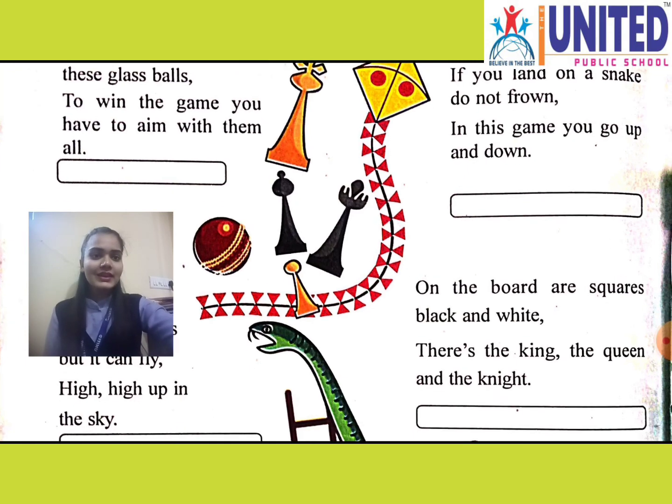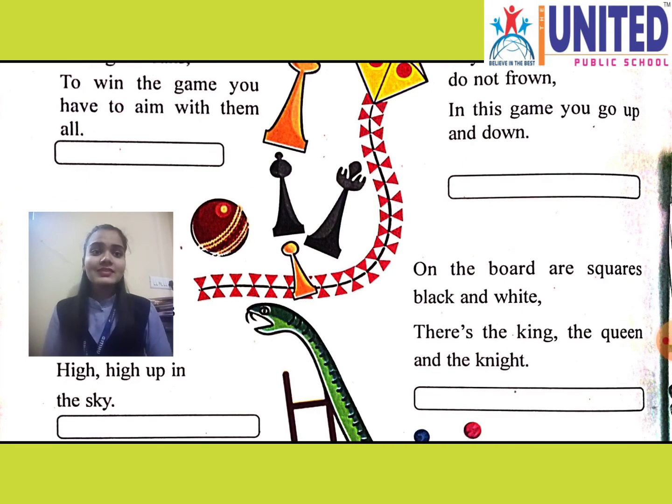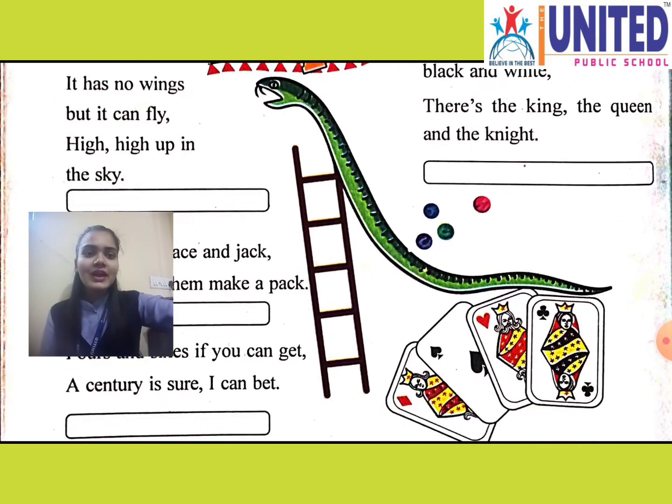Okay, so now next, on the board are squares black and white. Yes, in this game you know white and black boards होते हैं. On the squares black and white, that's the king, the queen and the knight. So which game is this beta? So we know very well chess, right? Yes, so here we will write chess.